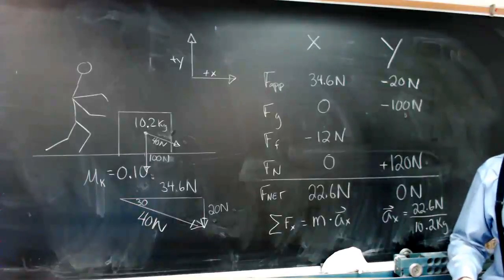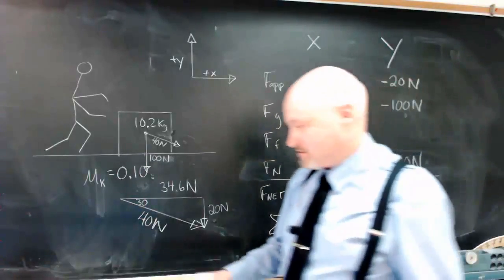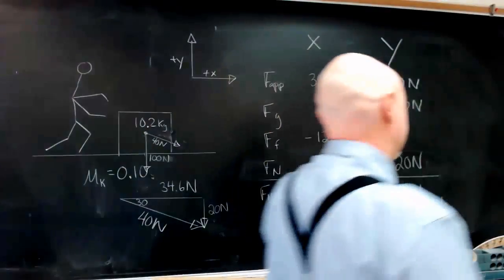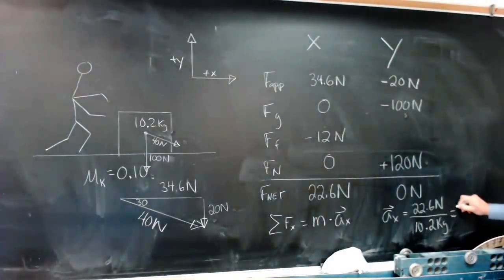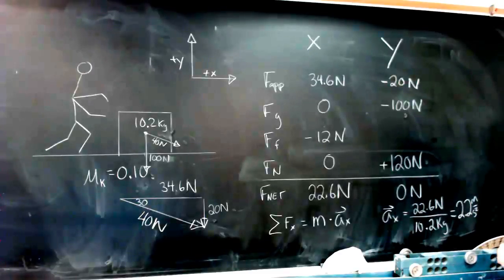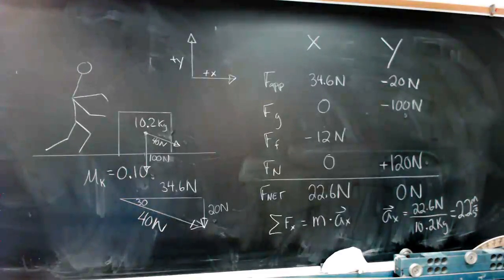22.6 divided by 10.2 is 2.2. All right. He's not going to be able to keep that up for very long. 2.2 meters per second squared. Hope you can see that.